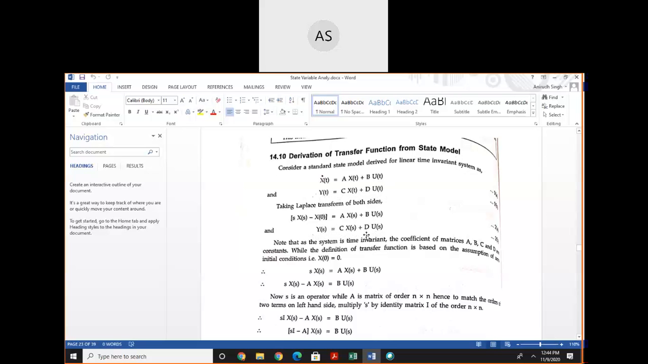Since the system is time invariant, it means that all four matrices are constant. And in this case, we assume that the initial conditions are 0.